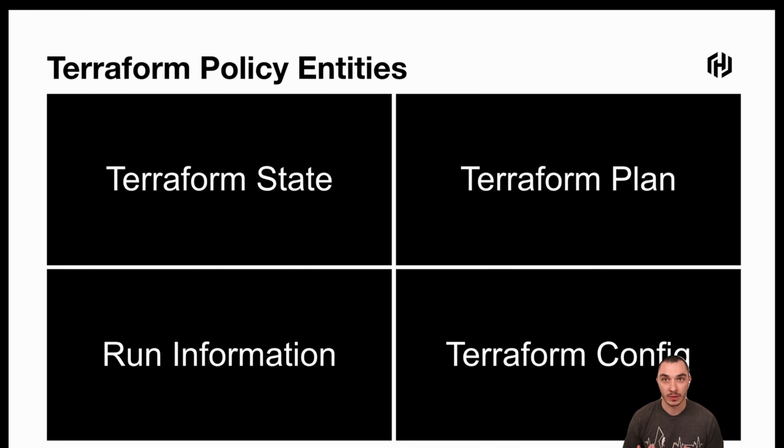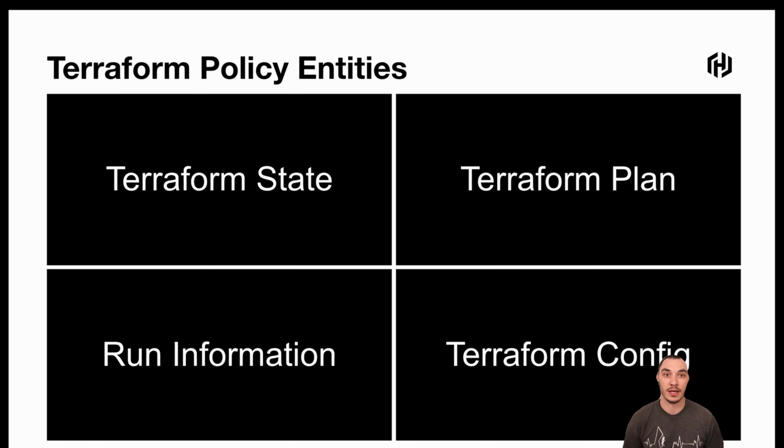As I mentioned before, Sentinel can work with four Terraform entities. We can use the Terraform state, which represents the already existing infrastructure, to make decisions for the next change. So for example, we could make policies based on what is already there, for example, that we do not want to shrink databases. So we do not allow shrinking an existing database. That's what we probably need the Terraform state for.